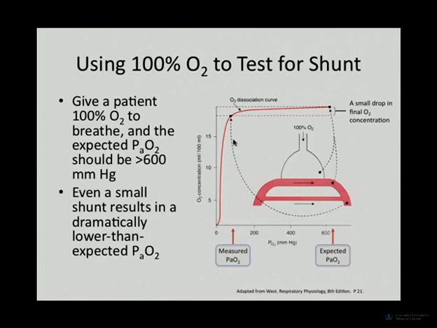So you give somebody who may or may not have shunt 100% oxygen, you expect to measure, if everything's going fine and there's zero shunt, you expect to measure an arterial concentration of oxygen that's 600 something, and you measure and it's 200 something, you know there's shunt there.